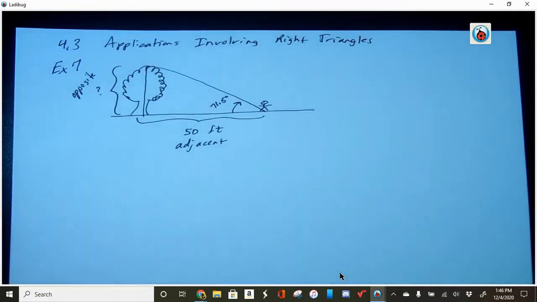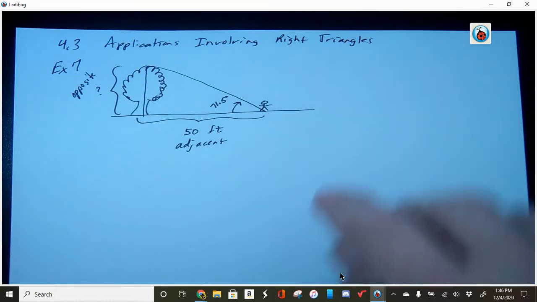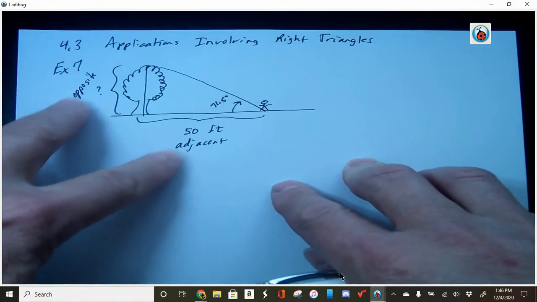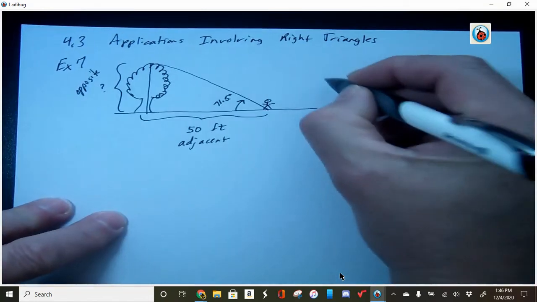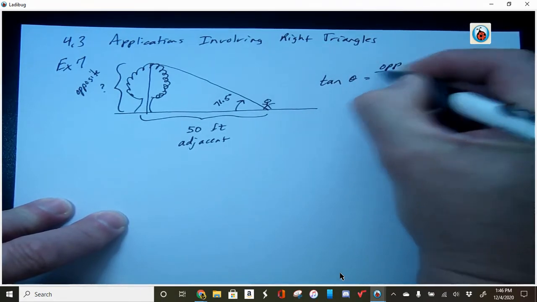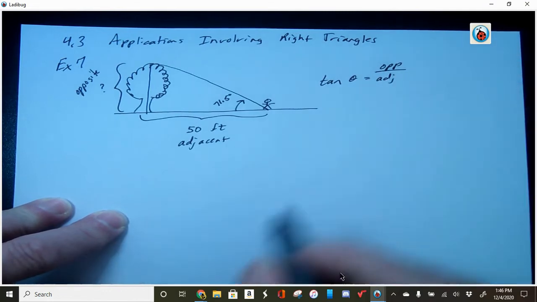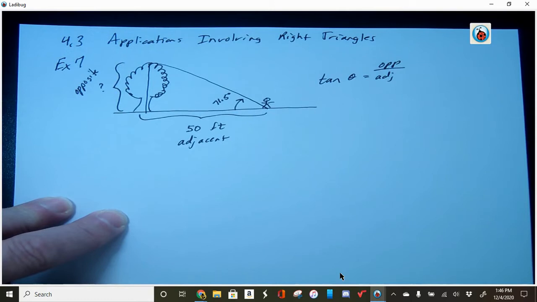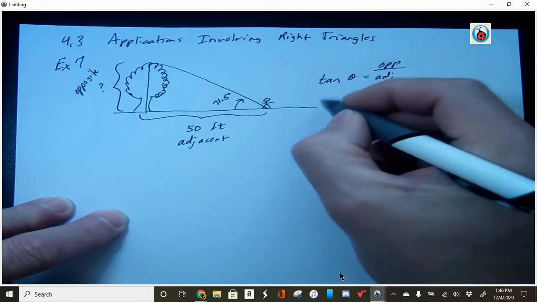We're only concentrating on sine, cosine, and tangent. We don't need to worry about the reciprocal functions, cosecant, secant, and cotangent. So let's just think about sine, cosine, and tangent, and which one of those three functions deals with opposite and adjacent. Well, that's got to be tangent. Tangent of an angle is equal to the opposite side over the adjacent side. Okay, so now that I know which trig function I'm going to use, I will go ahead and substitute in the values that I know.